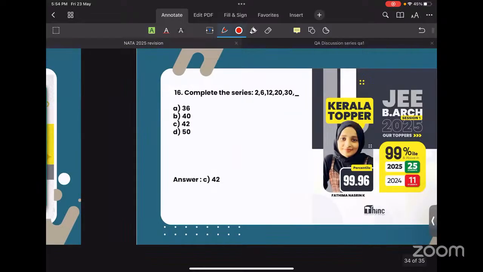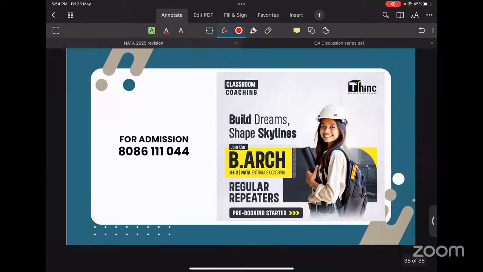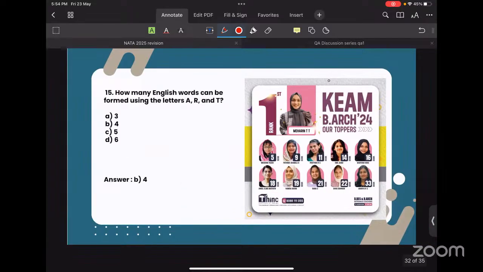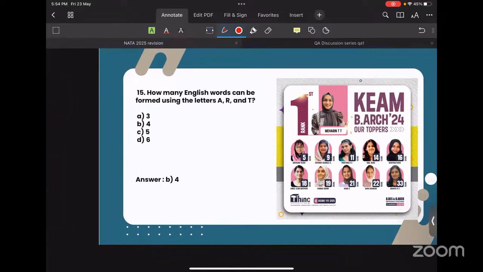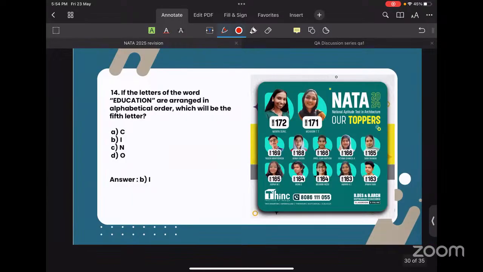Many questions were dictionary oriented; questions were aplenty. For example, how many English words can be formed using the letters? That was a question from permutation. I will show you how to do that later.